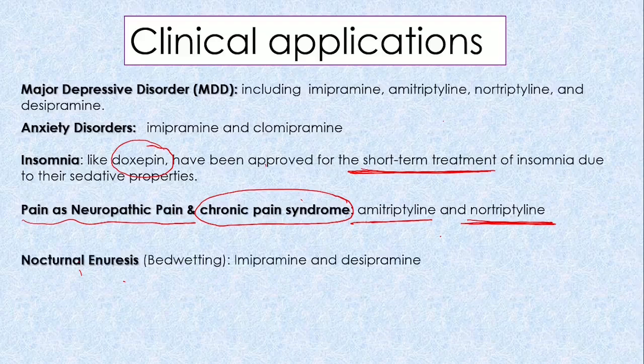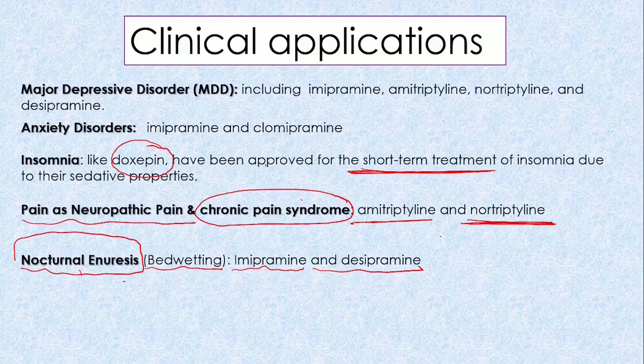Next application, they are used in nocturnal enuresis, which is bedwetting by children at night. Why do they reduce bedwetting? Because they have anticholinergic effect. They produce urinary retention. The most commonly used are imipramine and desipramine. Of course, this use should be done under very close medical supervision.